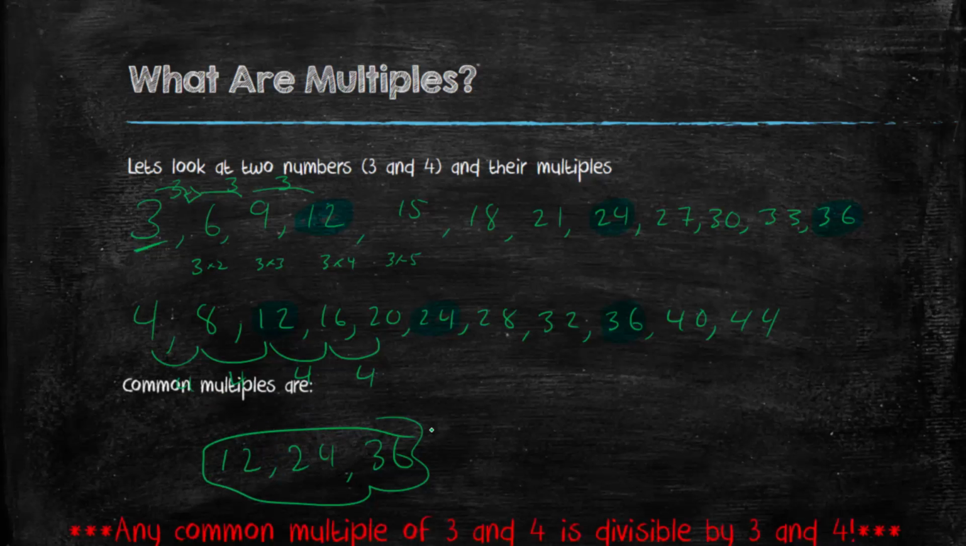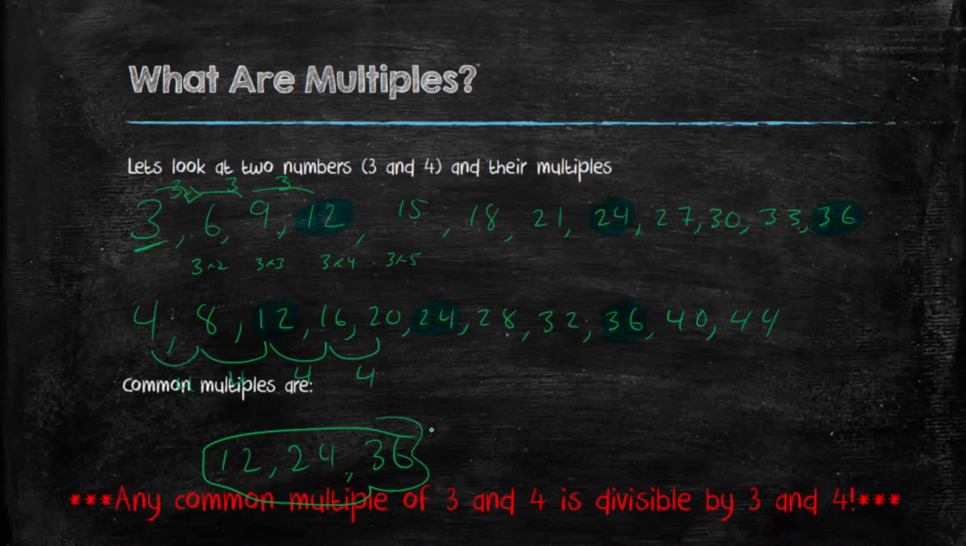Okay? It's really important to note, and that's why I have it in red here. I'll put a star to it as well. Remember the definition of a common multiple. Any common multiple of 3 and 4 would be divisible by 3 and 4, because a multiple of 3 is any number that is divisible by 3, and a multiple of 4 is any number that's divisible by 4, and a multiple of 5 is any number that's divisible by 5, and so on.